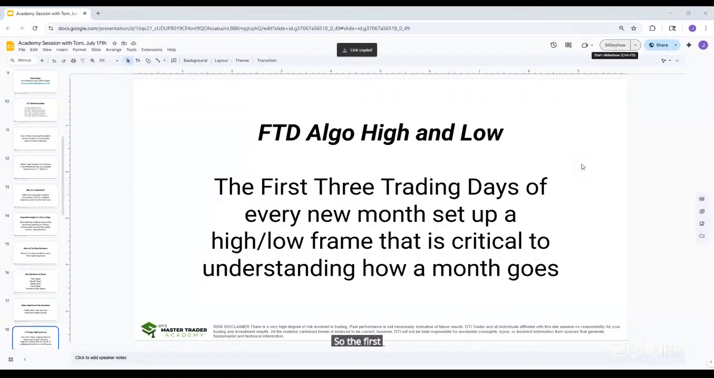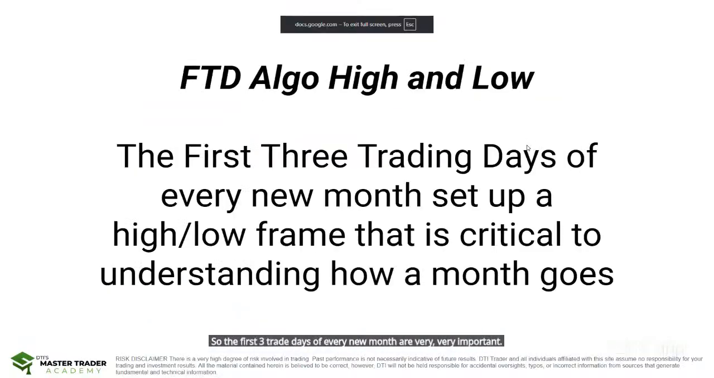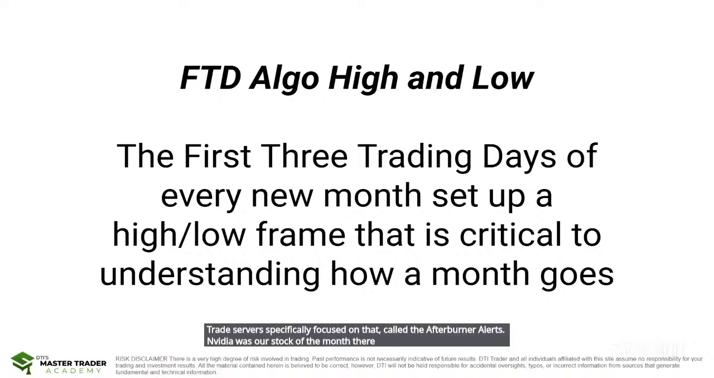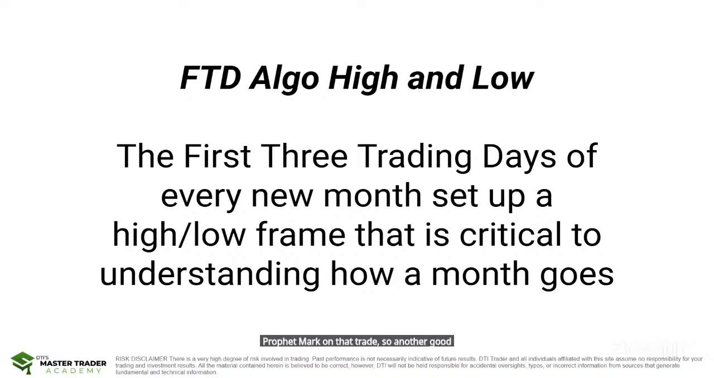So the first 3 trade days of every new month are very, very important. What happens is they form a high and low range. And we look for stocks to break out of that range to the upside for bullish, or lower than that range to the downside for bearish. We do a lot of our trading from that. We have a trade server specifically focused on that called the Afterburner Alerts. NVIDIA was our stock of the month there, and this morning it hit our 60% profit mark on that trade. So another good month in the Afterburner, but it's strictly focused on this first 3 days process.